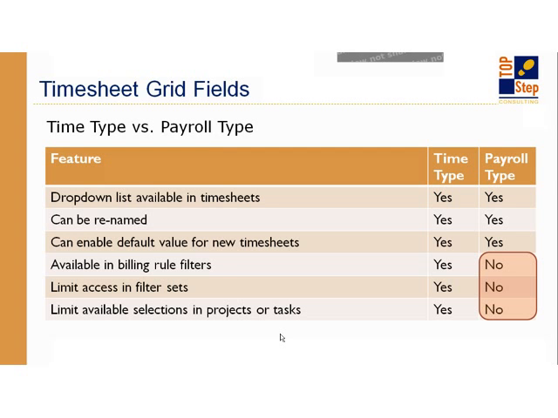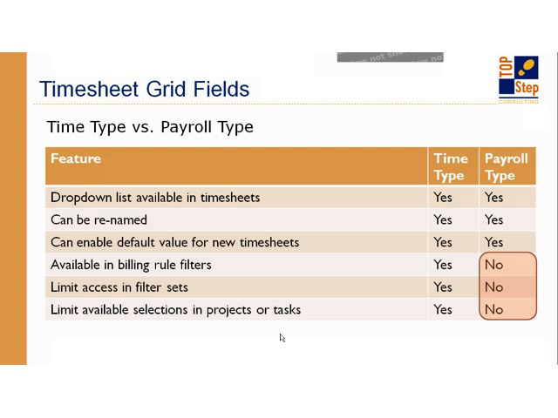So if you're just new and you're thinking about using both of these or one or the other, think about whether the value should be able to be limited in filter sets, projects, and billing rules. And that should clue you into which one you should use. In some cases, I've actually transitioned. They're already using time type, but they have this new requirement. So we'll actually take all their time type values, shift them over to payroll type, and then use time type for something new because of its flexibility.